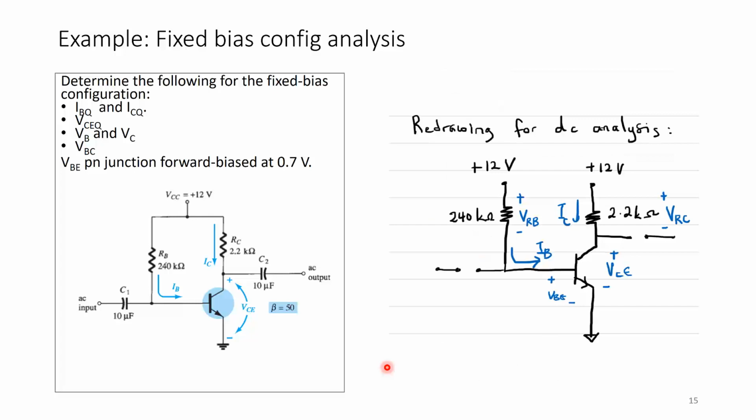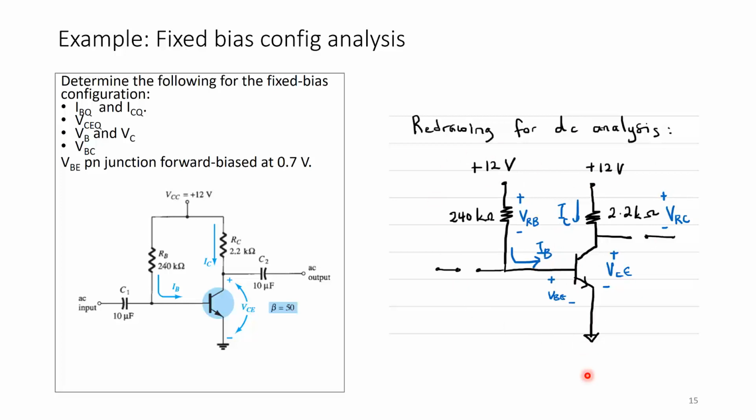Okay, redrawing for DC analysis. I'm going to redraw this because these have elements of capacitance. So like I said just now, we can replace this AC coupling capacitor with an open circuit. Okay, and I have separated the 12 volt power supply for the input loop and the output loop, just so that it makes it easier for me to visualize it.